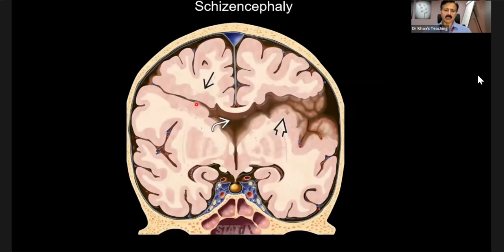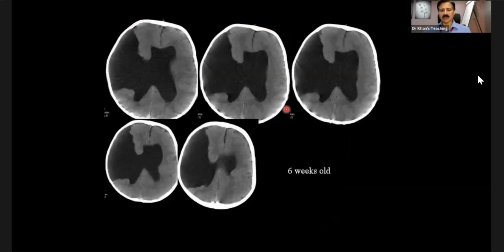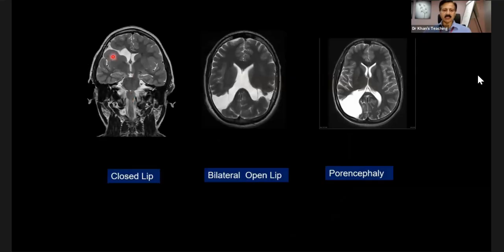Basically, there is a cleft, and it is lined by gray matter. This gray matter is critical because a porencephalic cyst, as we just discussed a while ago, is a cyst because of cortical or parenchymal destruction secondary to old brain insult, like an infarct, a tumor or surgery, radiotherapy, etc. So that will not be lined by gray matter. So this lining by gray matter is critical. And even here, you can see that there is gray matter at the edge. And this is closed lip.